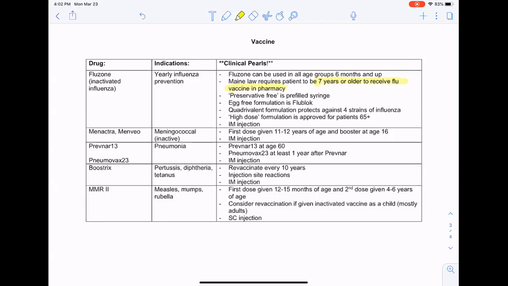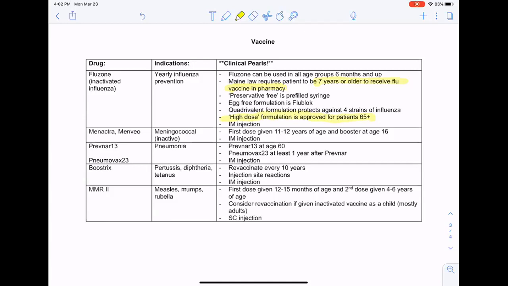All right. So I guess for this one, what I want you guys to know is that the high dose is for patients 65 and older, and then know you have to be 7 years or older, but for Maine law, to get your flu shot in the pharmacy. And then I think that's for the clinical pearls. That's what I want you guys to know out of there.